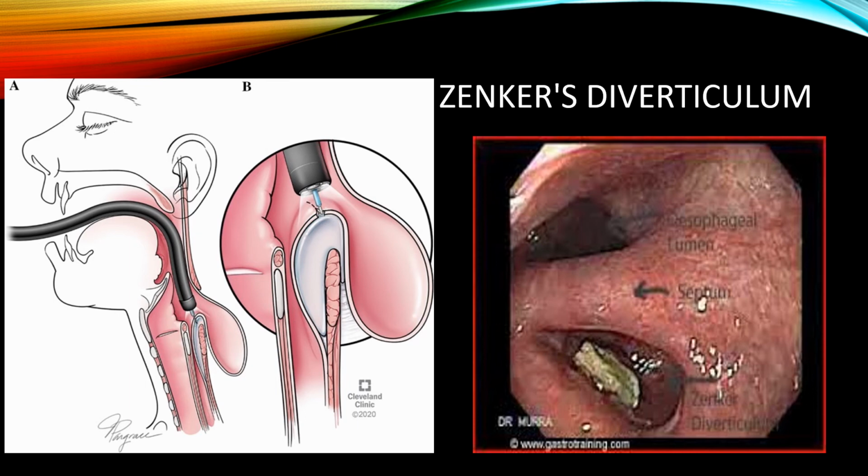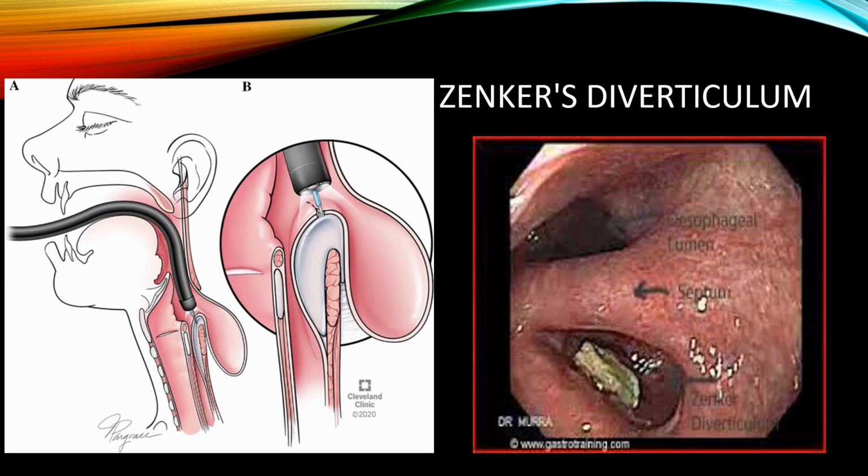Zenker's diverticulum is an infrequent diagnosis. It was first described in 1874 by Dr. Zenker. It is a herniation or an outpouching of the pharyngeal mucosa through the posterior wall of the hypopharynx. It occurs typically in those 60 to 90 years old, and the incidence is about 1 in 800 when we do barium swallows.